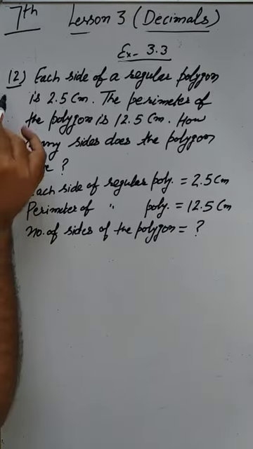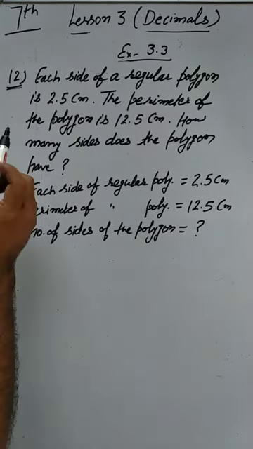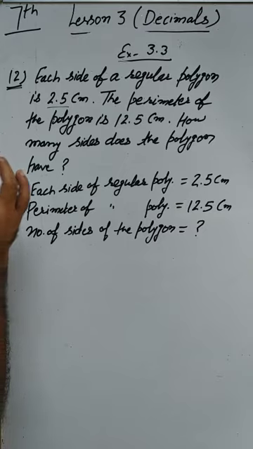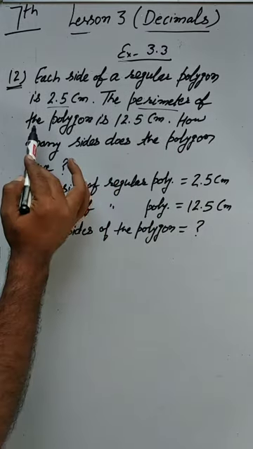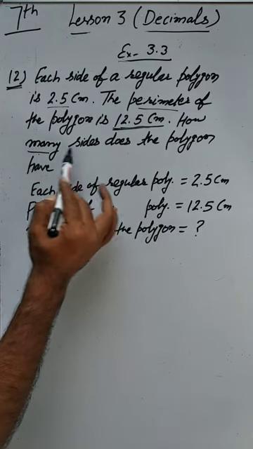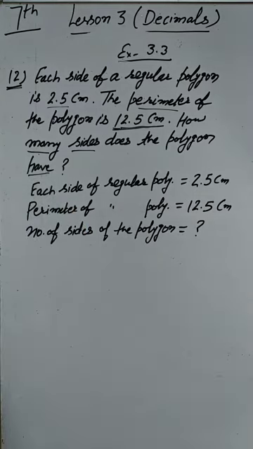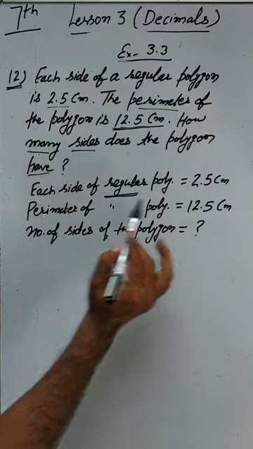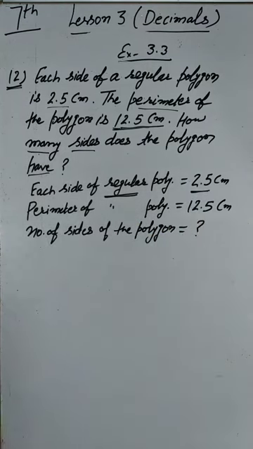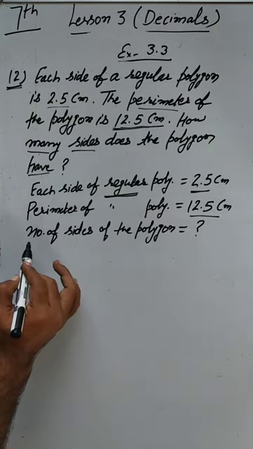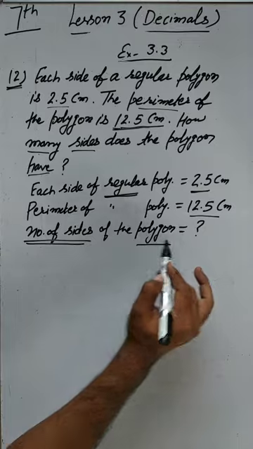Beta, your next question is question 12th. Question 12th is: each side of a regular polygon is 2.5 centimeter. The perimeter of the polygon is 12.5 centimeter. How many sides does the polygon have? Means you are given a regular polygon whose every side is equal to 2.5 centimeter and its perimeter is 12.5 centimeter. We want to find the number of sides of the polygon.